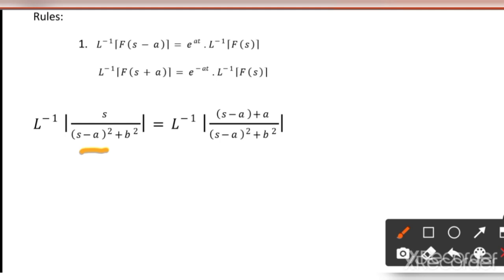So how can we get that? By removing a, we replace s by s plus a here, or replace s by s minus a. So first make everything in the form of s minus a, then it is easy to convert. Wherever s minus a, take it as s. Similarly here, s minus a in the denominator but s in the numerator, so better to write the numerator also in terms of s minus a, that is s minus a plus a. So now I can take e power at out.